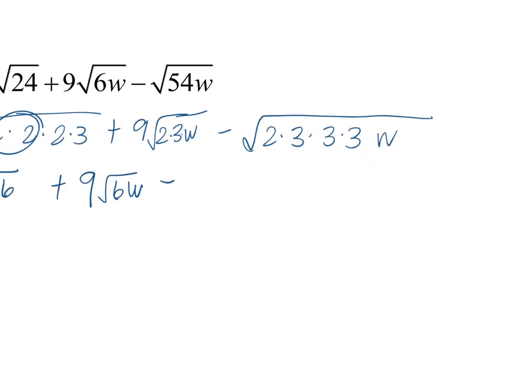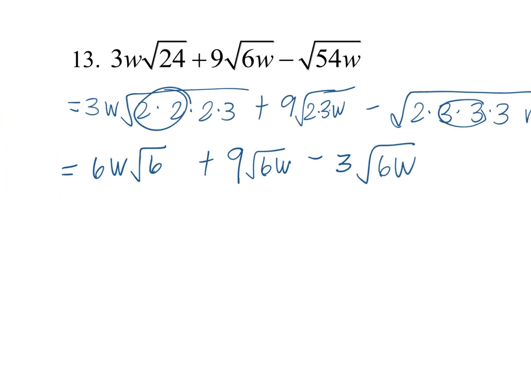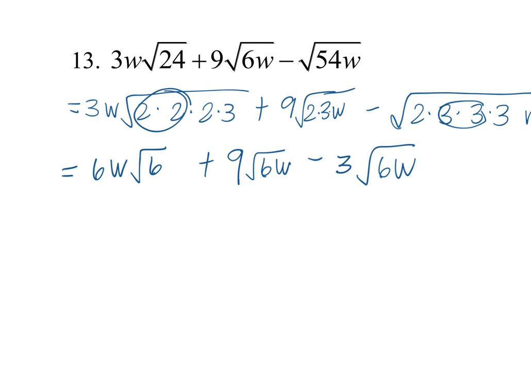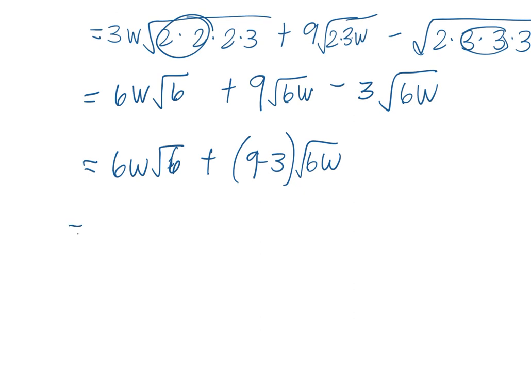And then a 3 comes out front, so 3 square roots of 2 times 3 times w, so 6w. We don't have like radicals. I take that back. We do right here, but this one's not alike, so I will just copy paste that one back down, and I will say 9 minus 3 square roots of 6w to give us a final answer of 6w square roots of 6 plus 6 square roots of 6w.